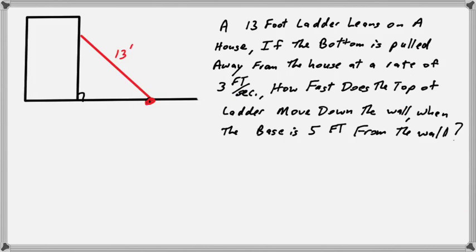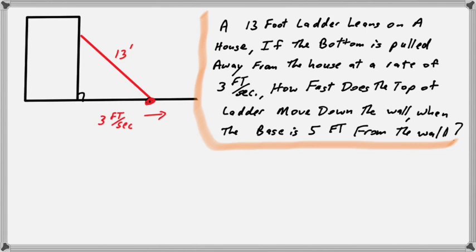Okay, here's an example of a question that you're going to run into in section 2.6. This is called a related rate question, where the rate of one thing relates to the rate of another event. In this case, if you read this question very carefully and draw a picture, you have a 13-foot ladder leaning on a house. If the bottom is pulled away from the house at 3 feet per second, how fast would the top of the ladder be moving down the wall when the base is 5 feet from the wall?